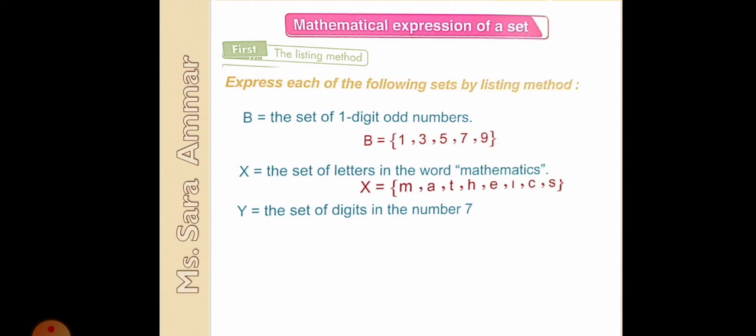Y is the set of the digits in the number 7. So the number 7 consists of how many digits? Yes, just one digit, which is 7 itself. So if you want to write the set in listing method, you start with the name of the set, which is Y capital. Then you put the digit 7 in braces, so Y equals set of 7.